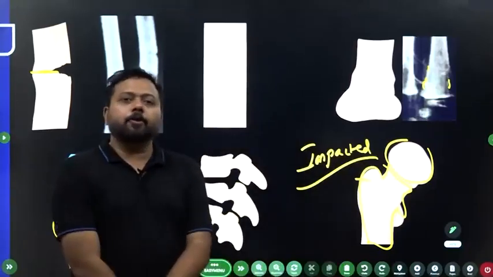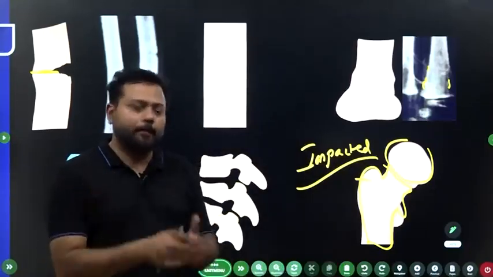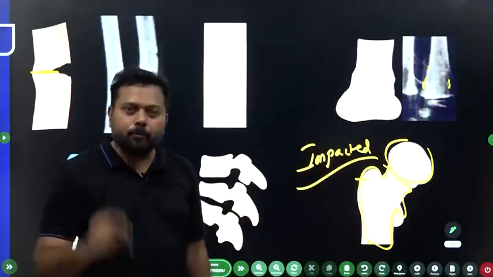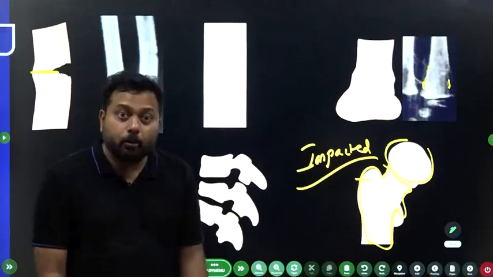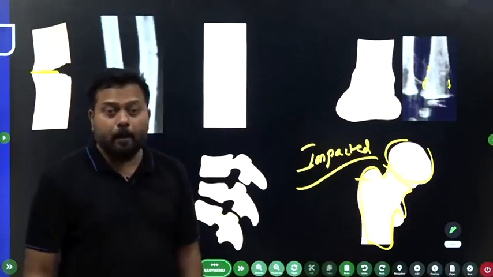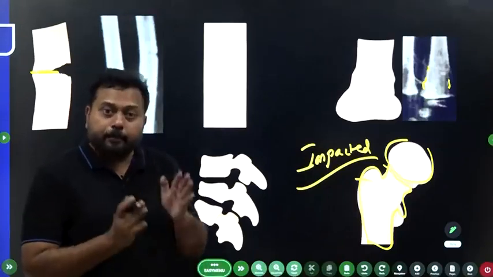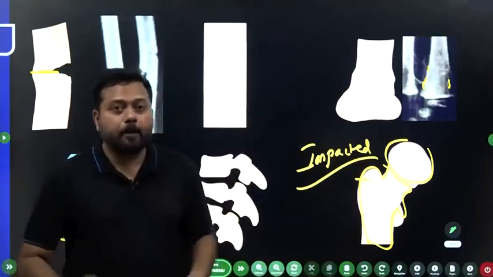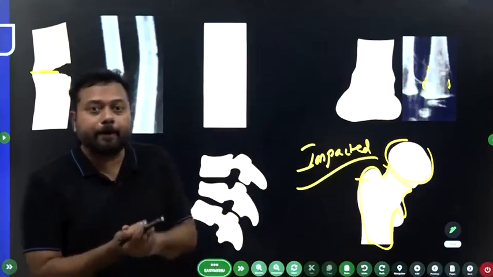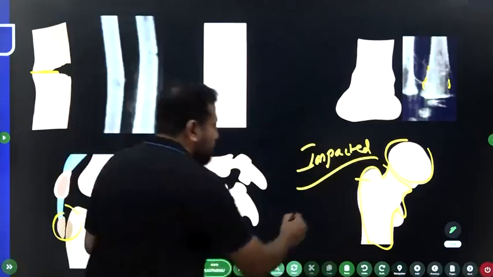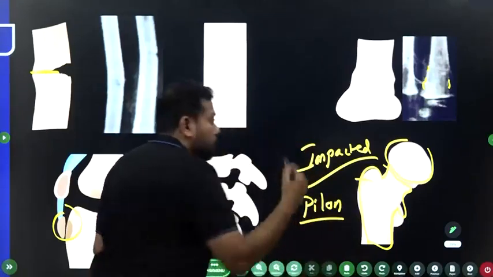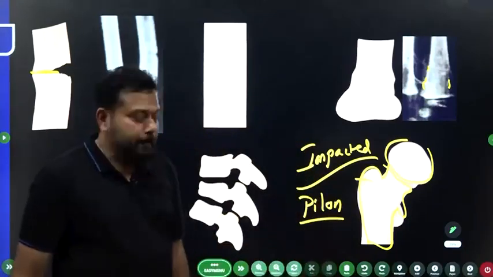If they ask in MCQ, what's the most common site of impacted fracture? Fracture neck of femur is the most common site. The second common site is the lowermost portion of the tibia near the ankle mortise. Impaction can happen with a fall or jump from a height. The lowermost portion of the tibia gets impacted into the ankle mortise, and that is called pylon fracture. These two are common sites for impacted fracture.